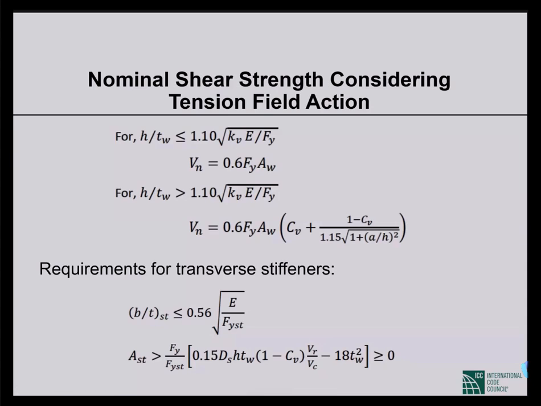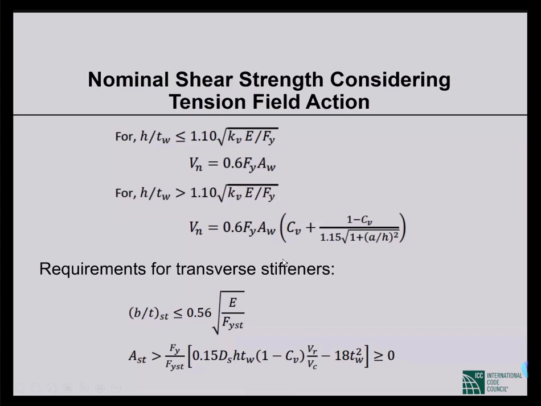So the capacity is like this. If the h/tw ratio is very small, then we can take the complete plastic case, that is all the fibers will yield. So that is the maximum. If the h/tw ratio is higher than that, in case of inelastic buckling, then we have this Cv, which will reduce the capacity, and this right side, which is related to the a/h ratio, depends on the spacing of the transverse stiffeners. This is due to the tension field action.